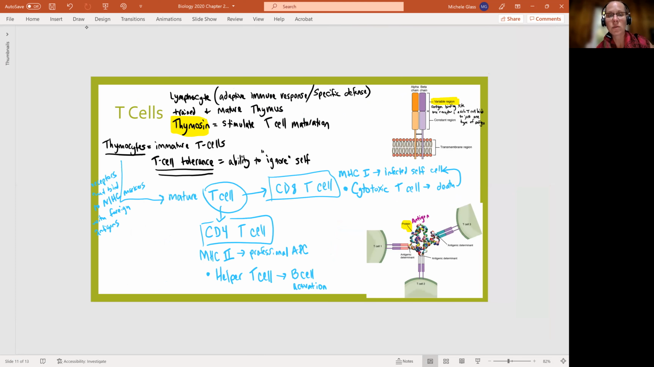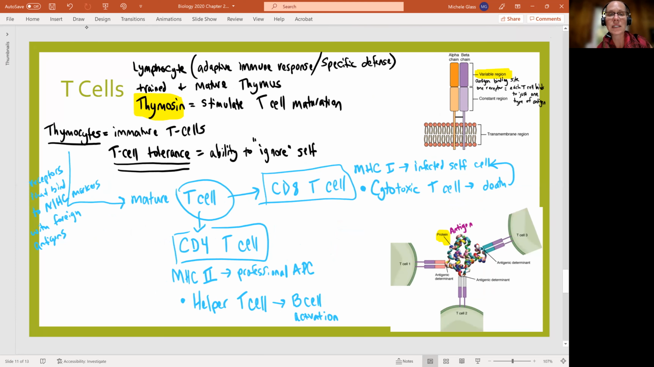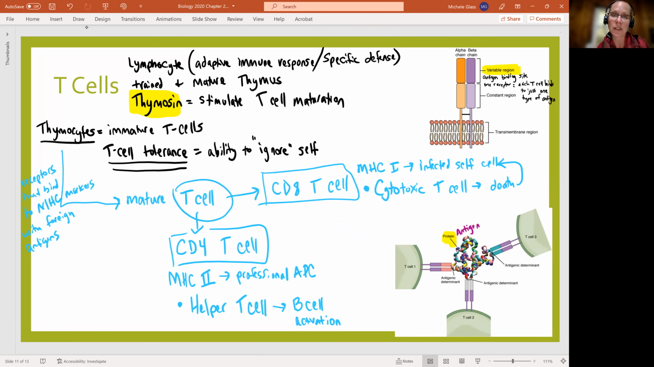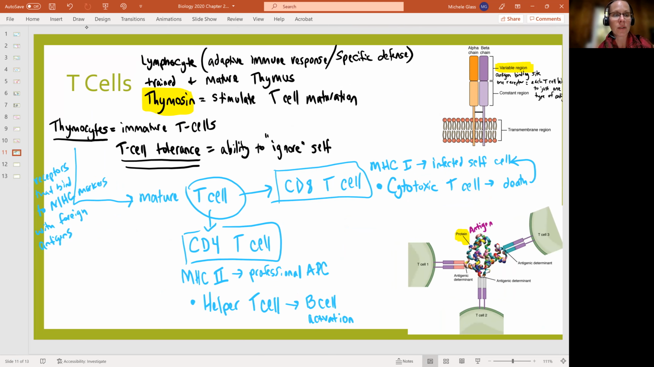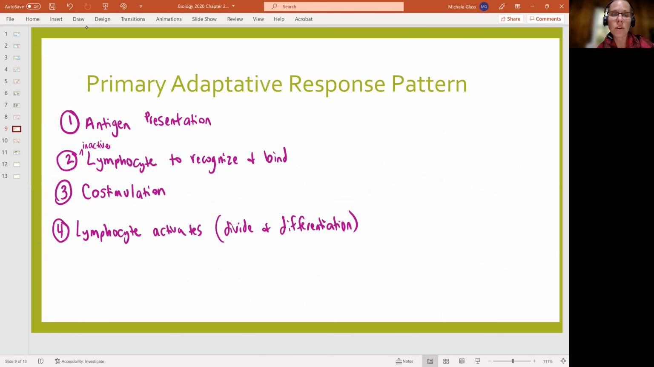Up next, we're going to look at the specific details of that adaptive immune response. So we've kind of talked a little bit about activation. We talked a little bit about this sort of pattern that we're looking for, where we start out with antigen presentation. We went into a lot of details there. We see that an inactive lymphocyte will recognize and bind.